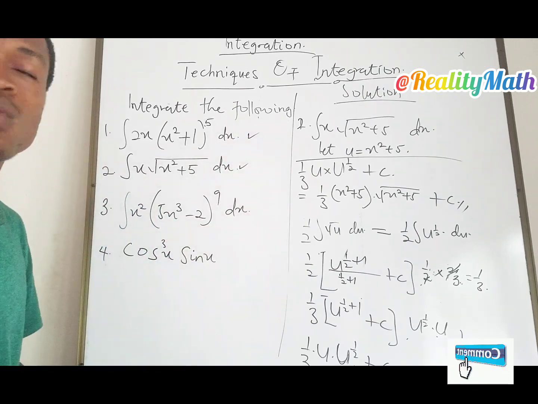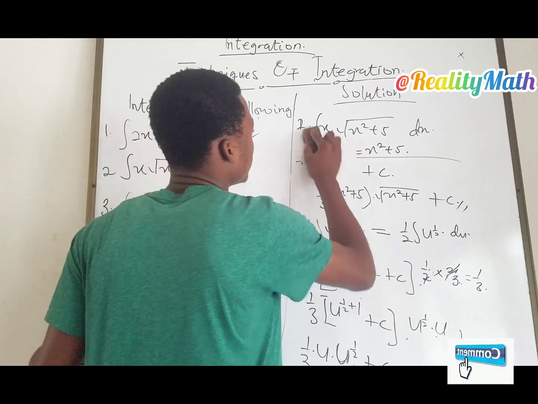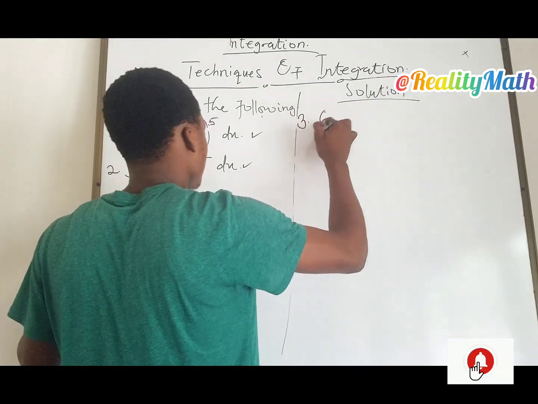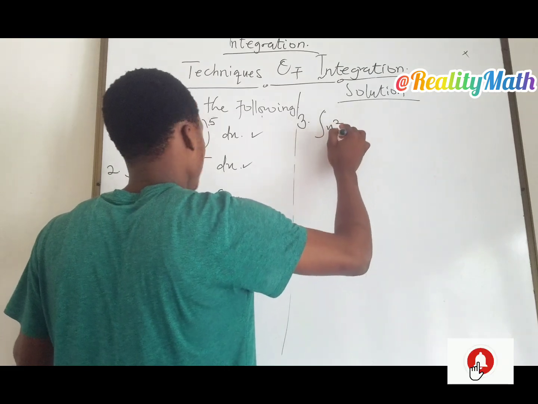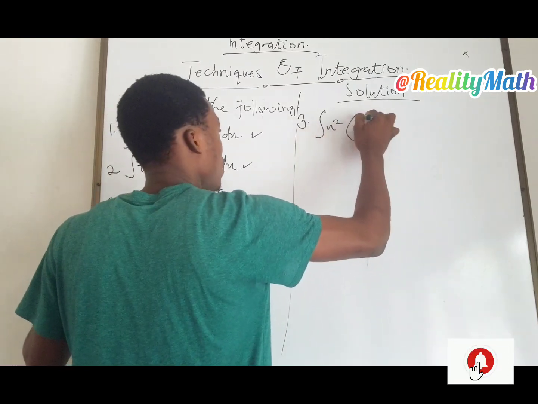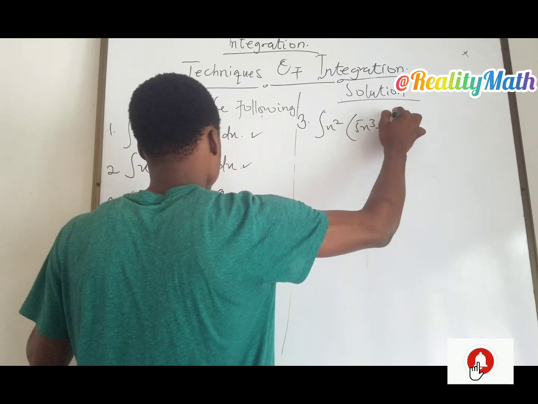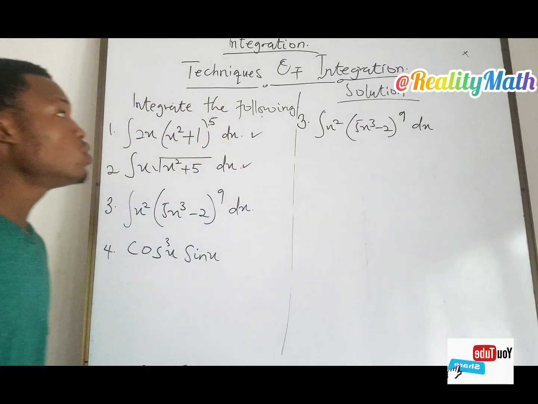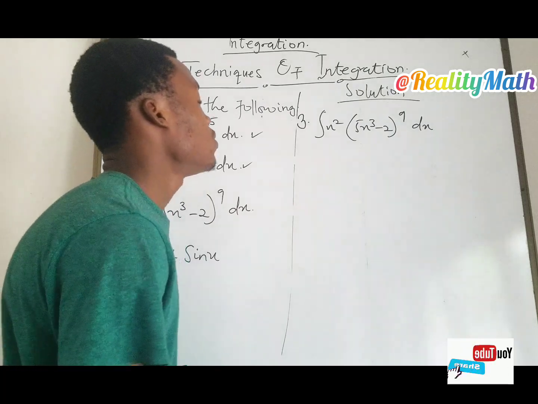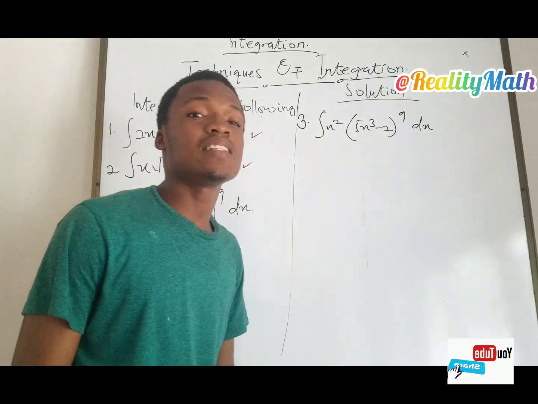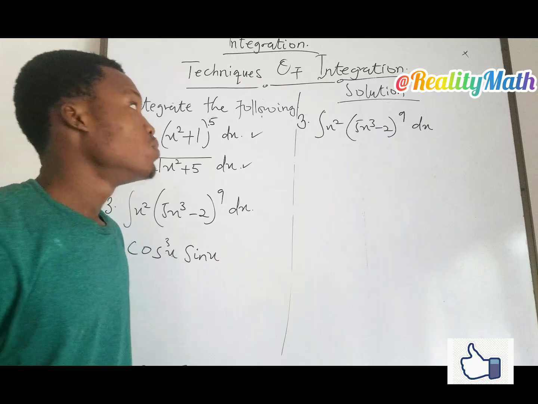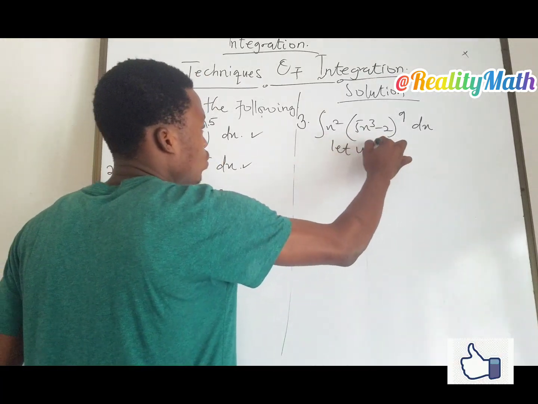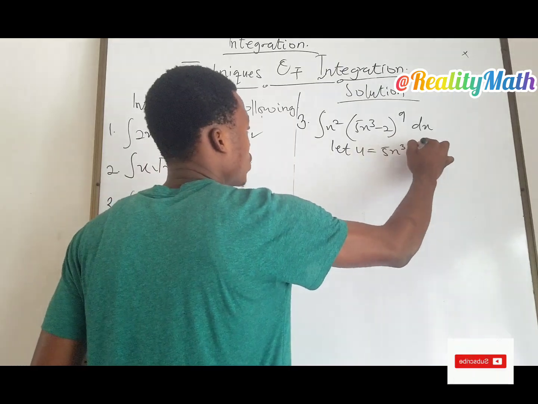We can now go to our third question. Question 3. That is our question 3, saying have the integral of x squared, right? 5x cubed minus 2, all to the power 9, dx. Okay, so if you have this, we can see something that is here, in fact telling us that we can substitute it with u. So let's consider this to be our u. So let u be equal to 5x cubed minus 2.